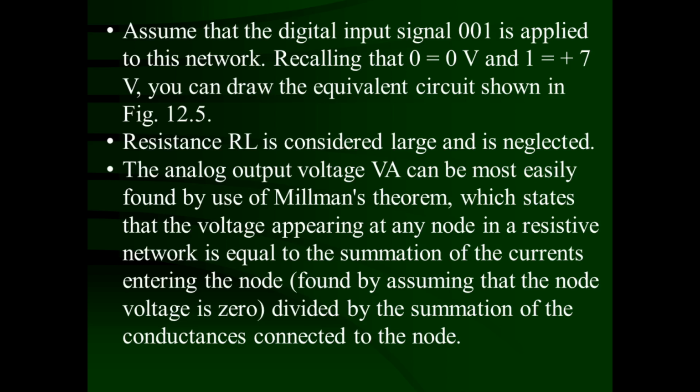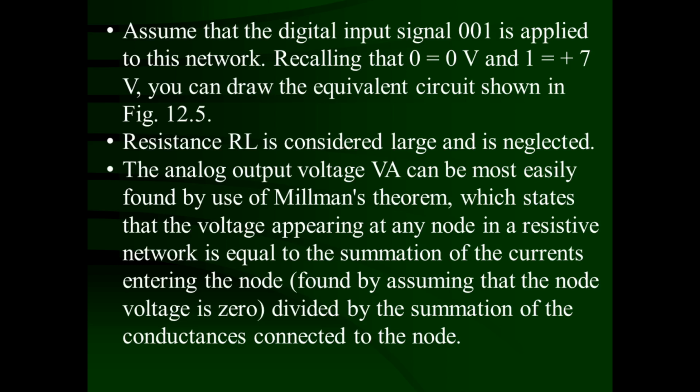The analog output voltage VA can most easily be found by using Millman's theorem. So the value of RL, the load resistance across which you are taking VA, the analog output voltage, should be very large compared to the maximum value of the resistance R0, and hence it will not provide loading to the input circuitry.